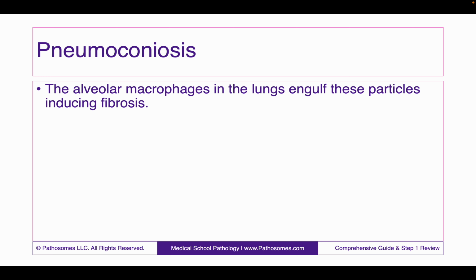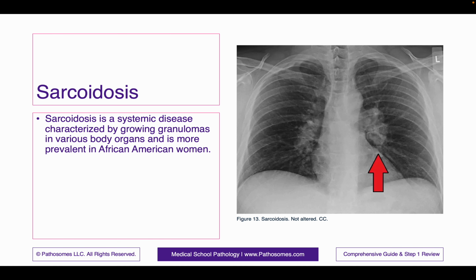Regarding pneumoconiosis, the alveolar macrophages in the lungs actually engulf these particles, which induces the fibrosis. Now, this is super important to note. This is a big deal. It's sarcoidosis. You'll definitely see this.